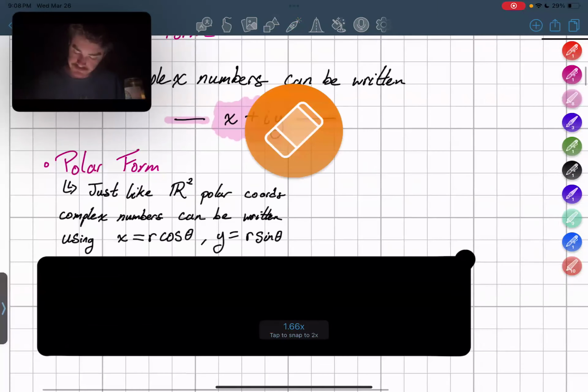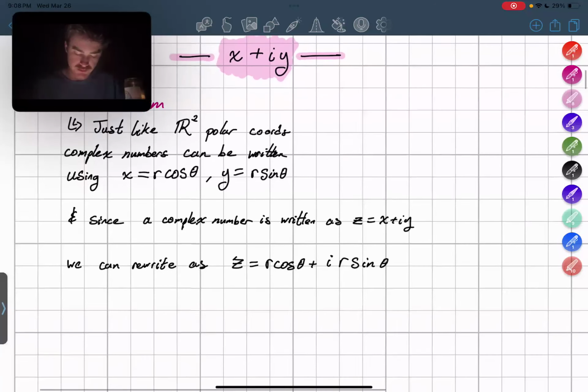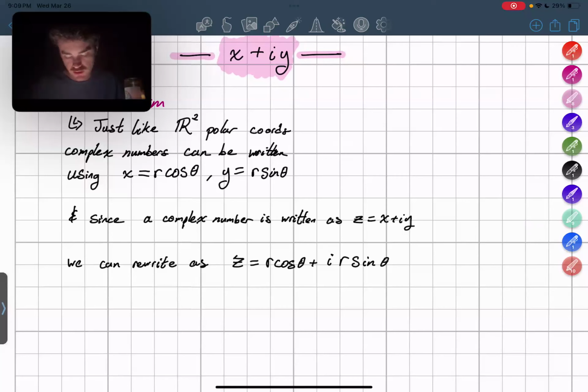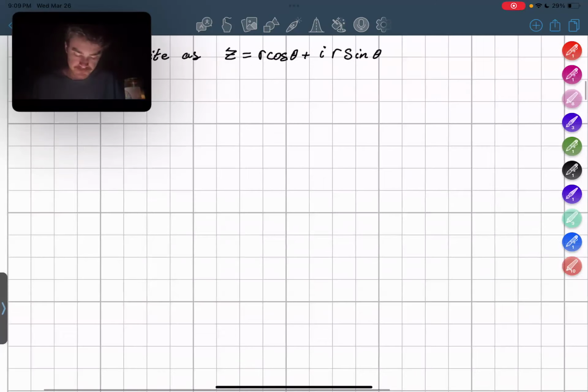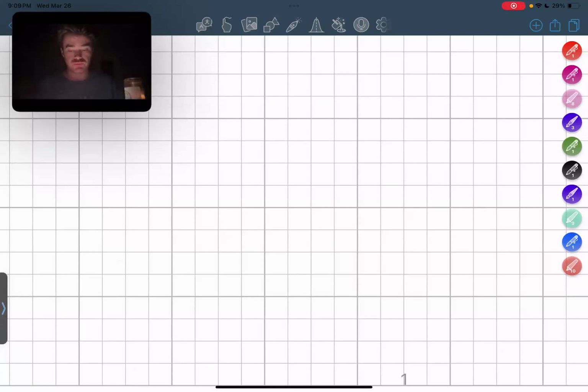So since a complex number is written as z equals x plus iy, we can actually rewrite all of these complex numbers as z equals r cosine theta plus i r sine theta. So that gets us one step closer to understanding de Moivre's theorem. So what's next? Well, de Moivre didn't actually prove his theorem.